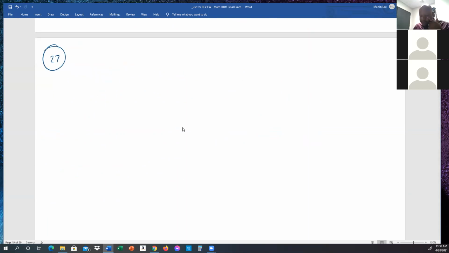Number 27, approximate the circumference and area of a circle with a radius of 7 inches and use pi as 3. And circumference of a circle is 2 times pi times r. Area is pi r squared. They tell us here that the radius is 7 inches. And then for pi, we want to use 3.